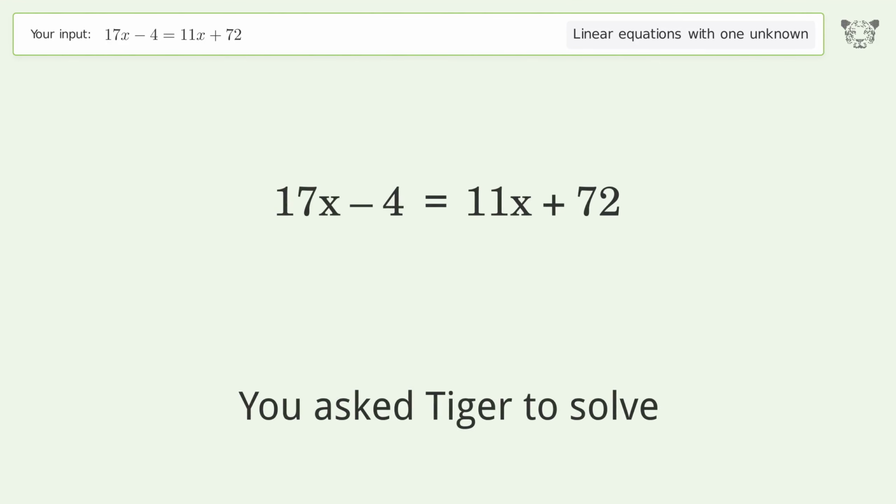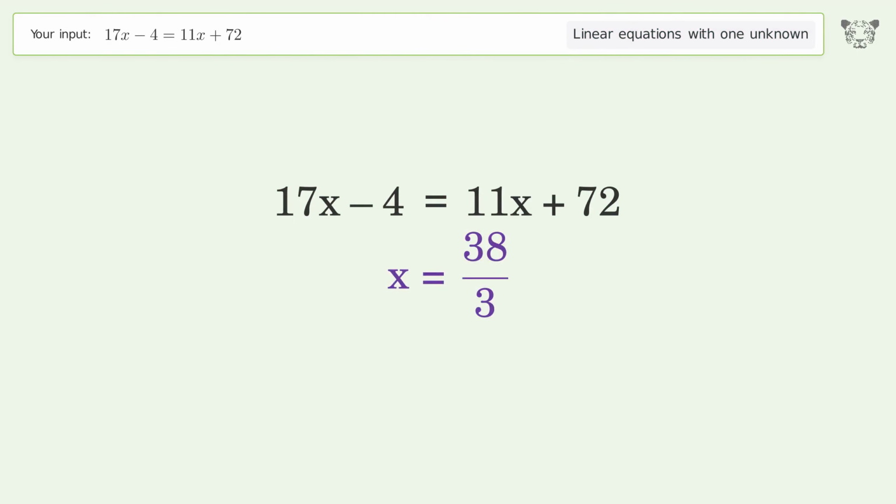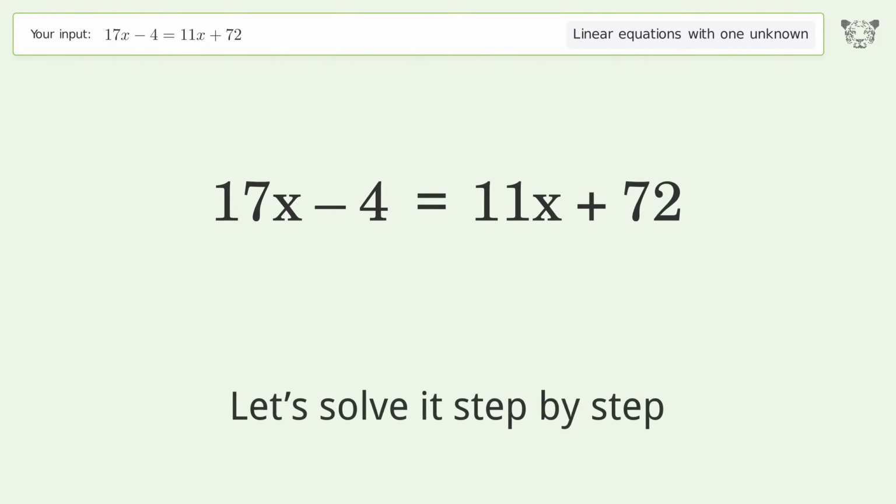You ask Tiger to solve this. This deals with linear equations with one unknown. The final result is x equals 38/3. Let's solve it step by step.